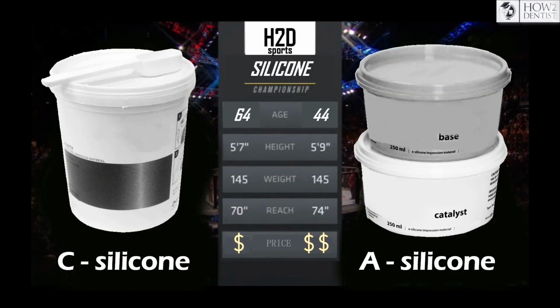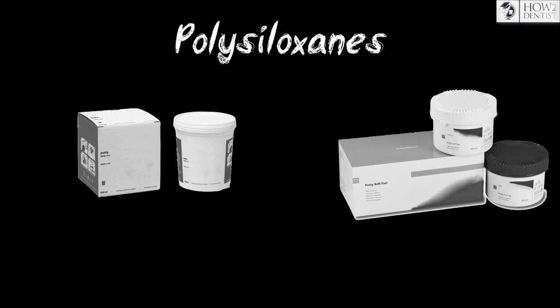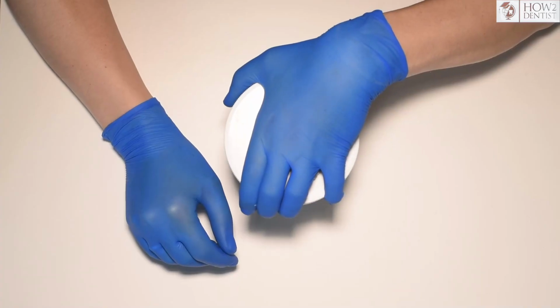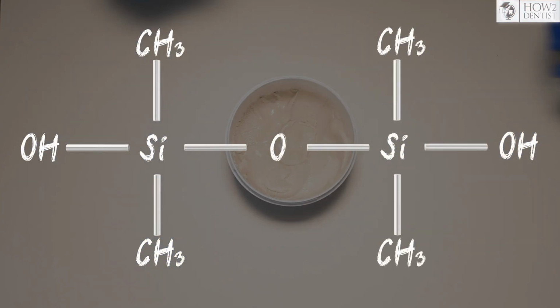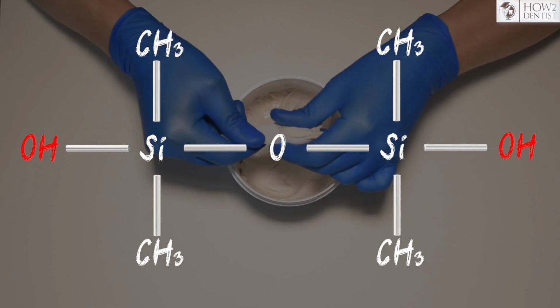First we get to know the fighters better, and for this we need to slightly dive into the chemistry. A and C silicones are from one class of material, polysiloxanes. Their main difference is in the type of curing. In C silicones, condensation type, and in A, addition. C silicones consist of a base, a paste, representing many individual molecules of silicone. They cannot connect to each other, because their end groups are closed by OH.